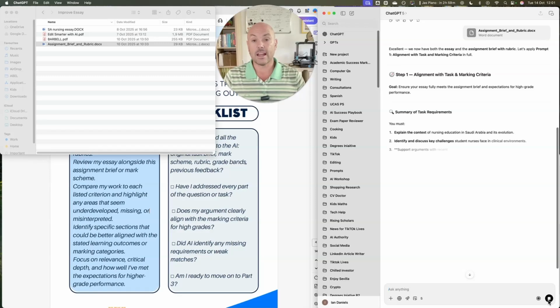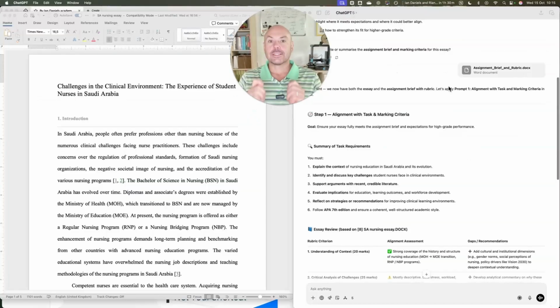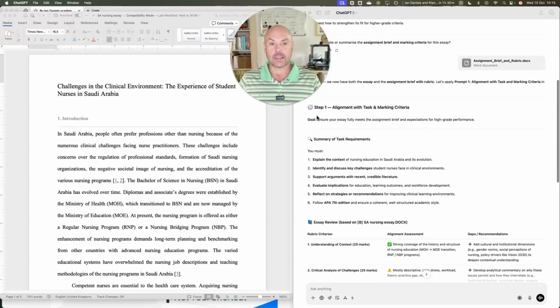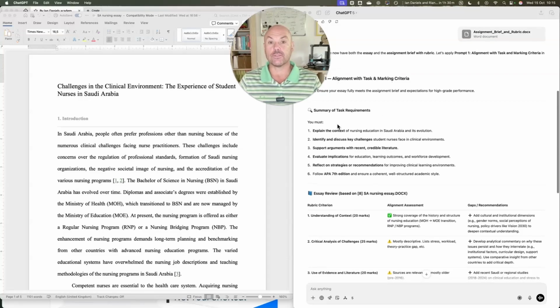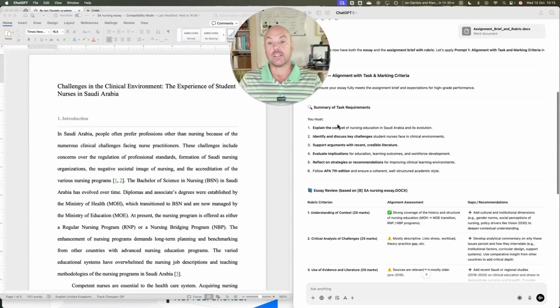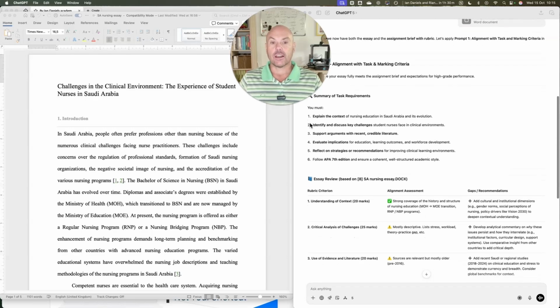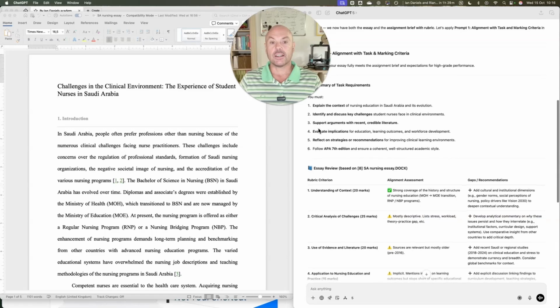If you haven't been given one, ask for one, because they really, really help you improve your work. So let's have a look at what the AI program has given us. You can see the output here. Step 1, excellent. And then a summary of the task requirements, what the university was expecting me to do in this essay. And I can look back at my work and think, have I sufficiently explained the context, identified and discussed the key challenges, etc.